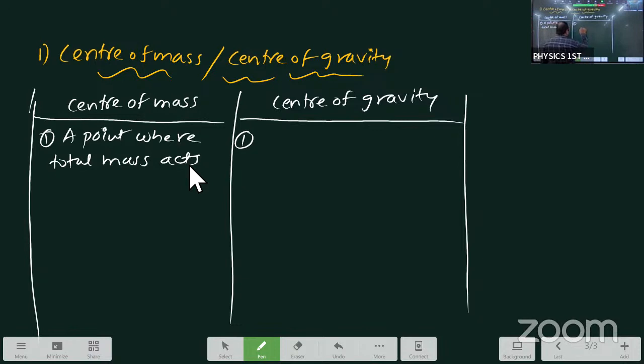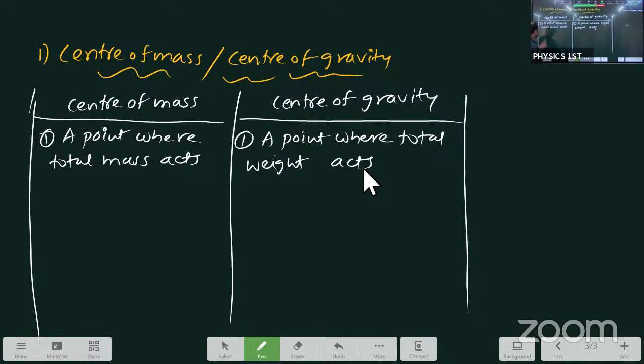Here, a point where total weight acts, center of gravity, nothing but gravitational pull. Here, a point where total mass of the system acts, total weight acts. Both are systems only, student. So, center of mass means mass related term. Center of gravity means weight related term.